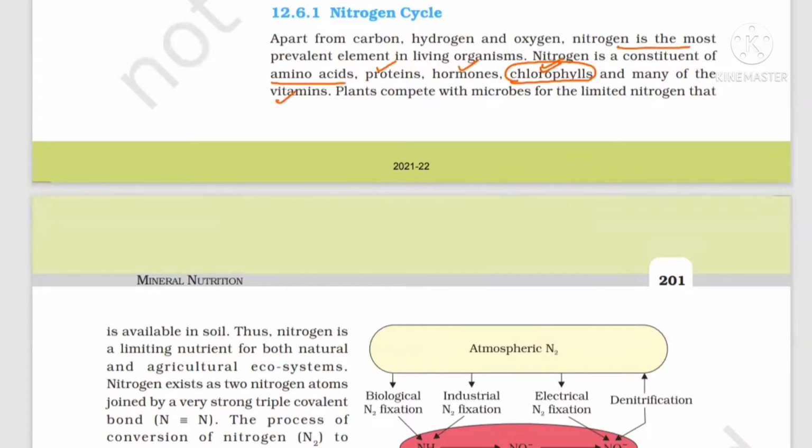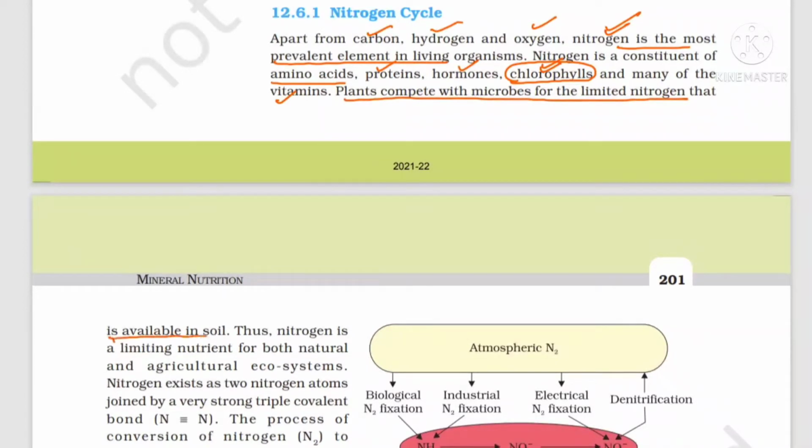So it is the most prevalent element in living organisms, apart from carbon, hydrogen, oxygen, though they are there. But after that, nitrogen is the most prevalent. Okay, now if you see, plants compete with microbes for the limited nitrogen that is available in the soil. So in the soil, a limited amount of nitrogen is available. So both plants and microbes have to compete for their growth. They want the nitrogen for their own cell work. So nitrogen is a limiting nutrient for both natural and agricultural ecosystems. Please, it's very important. Is it clear, beta? I hope this much topic is clear to you.